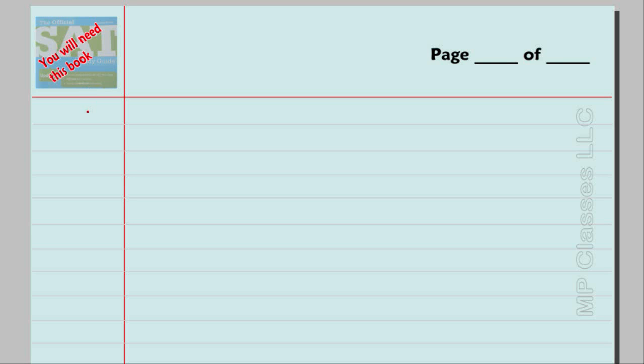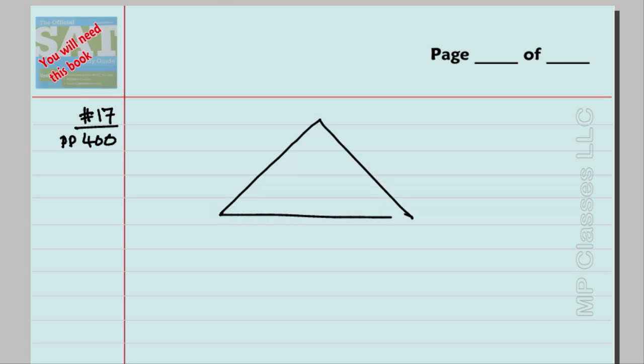Now question number 17 on page 400. This question is based on geometry, plane geometry. A triangle is given which looks like this.